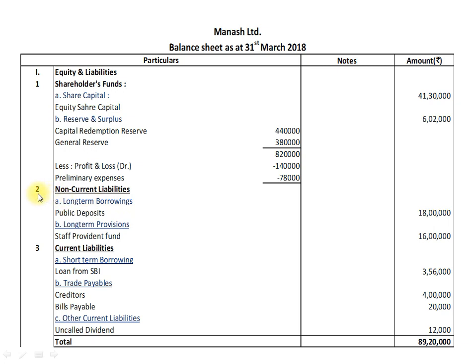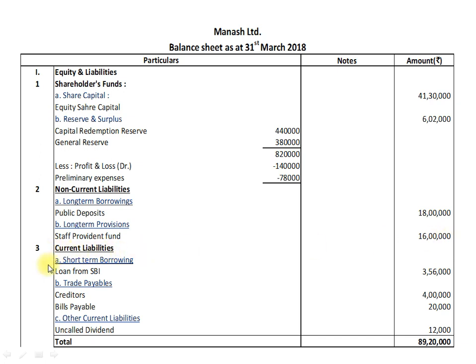Now number 2 is non-current liabilities, in which we have first head long-term borrowings, where we have a public deposits of rupees 18 lakh. Now second B subhead is long-term provisions, and in which we have staff provident fund amount rupees 16 lakh. Then third is current liabilities.